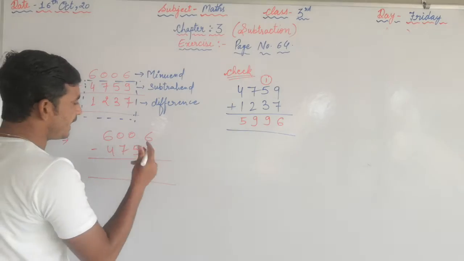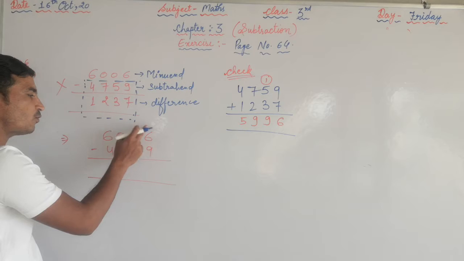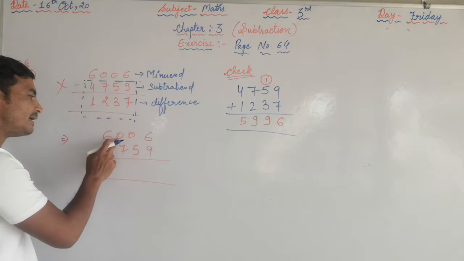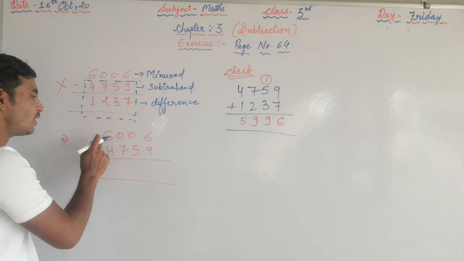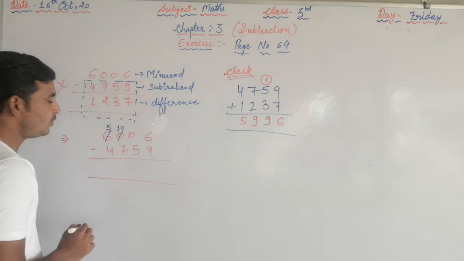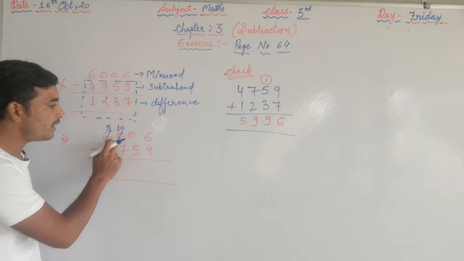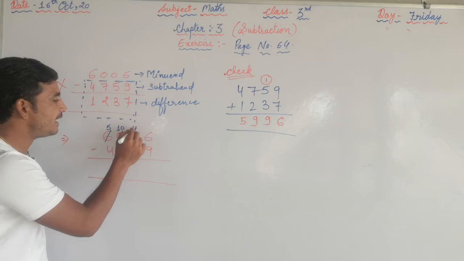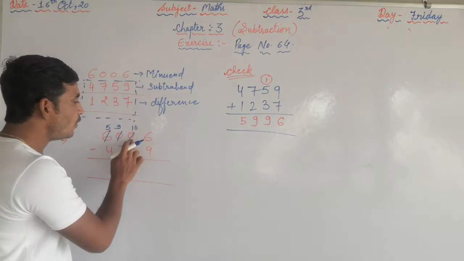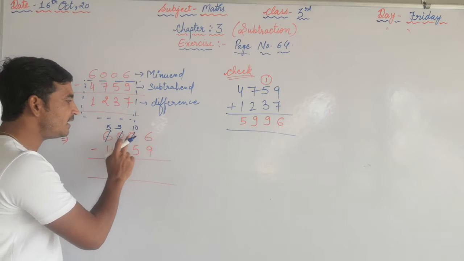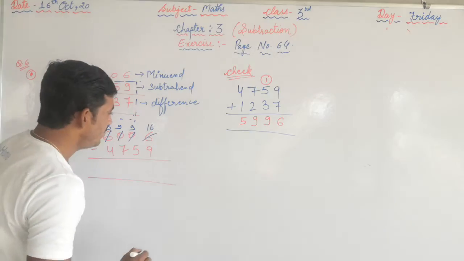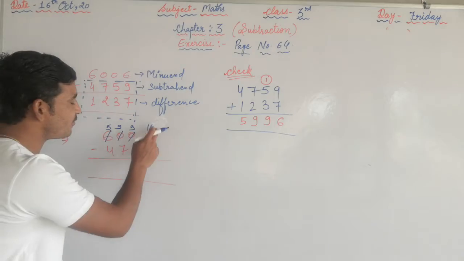Now 9 can't be subtracted from 6, so you have to borrow 10 from the next digit. Here it becomes 0, so you have to borrow from the next digit. Here it also becomes 0, so you have to borrow from the last one. Here it becomes 5 and here it becomes 10. When this digit borrows 10 from here, here it becomes 10 and here it becomes 9. Now this digit borrows 10 from here, so here it becomes 9 and here it becomes 16. Now subtract 9 from 16.